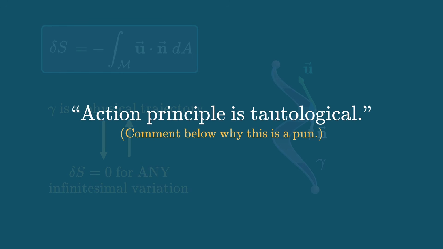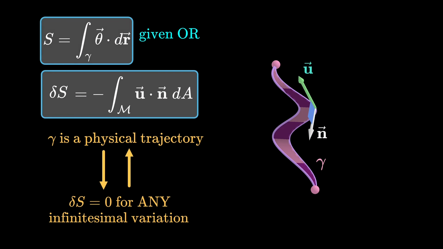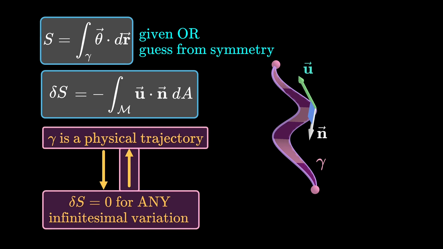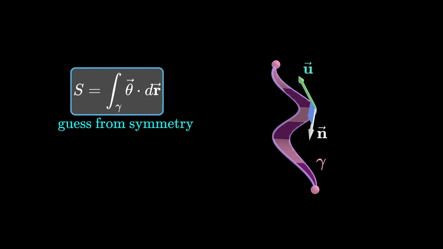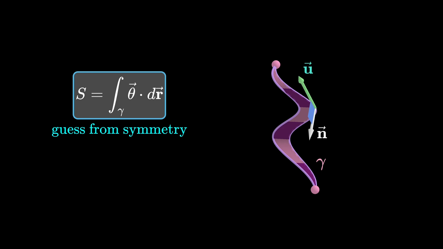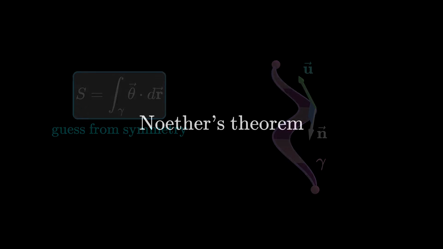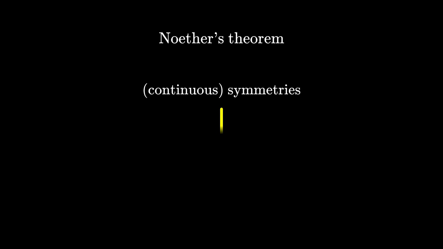In practice, you are given the action, or you guess, based on what symmetries you think the physical system should have. The action principle then tells you how the physical system evolves. The main use of the action principle comes from symmetry, which brings us to Noether's theorem, the real reason the previous explanation is satisfying to me. Noether's theorem states that a continuous symmetry corresponds to a conserved quantity.